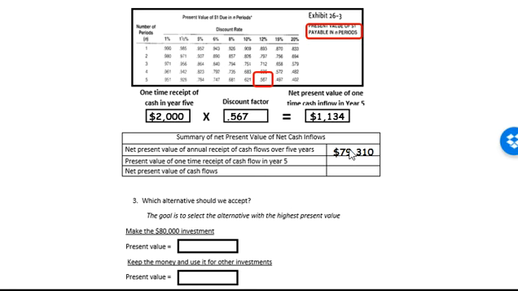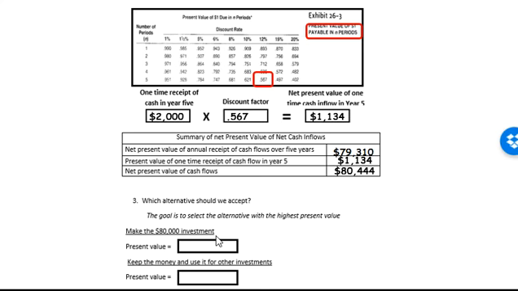Now we know the present value of our annual payments over 5 years is $79,310, and that came from our computation on the previous slide. Now we enter the present value of the single cash payment in year 5, which you see right here. And when we add these two present values together, we come up to $80,444. So now we have the information to make our decision with. And which alternative should we accept? What we want to do is select the alternative with the highest present value.